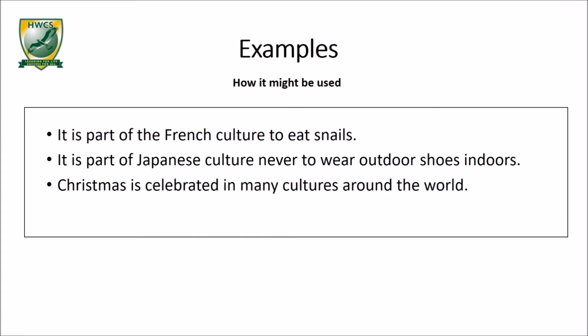Now we've got some examples of how it might be used. In terms of culture, it's part of the French culture to eat snails. Now in our British culture, we might think, eating snails, yeah. But in the French culture, actually that's part of their culture. In parts of Japan, the culture is to never wear outdoor shoes indoors. Christmas is part of people's culture. It's celebrated in many different countries around the world.